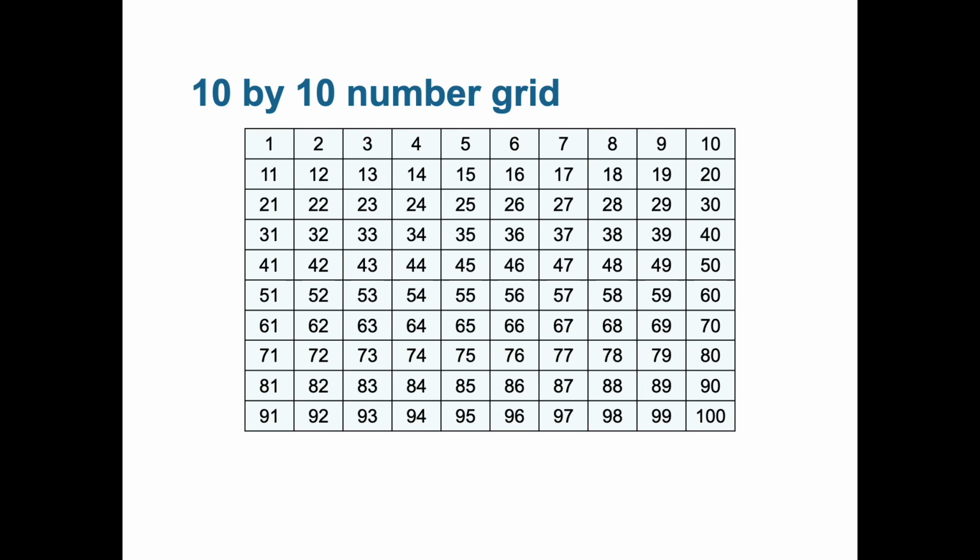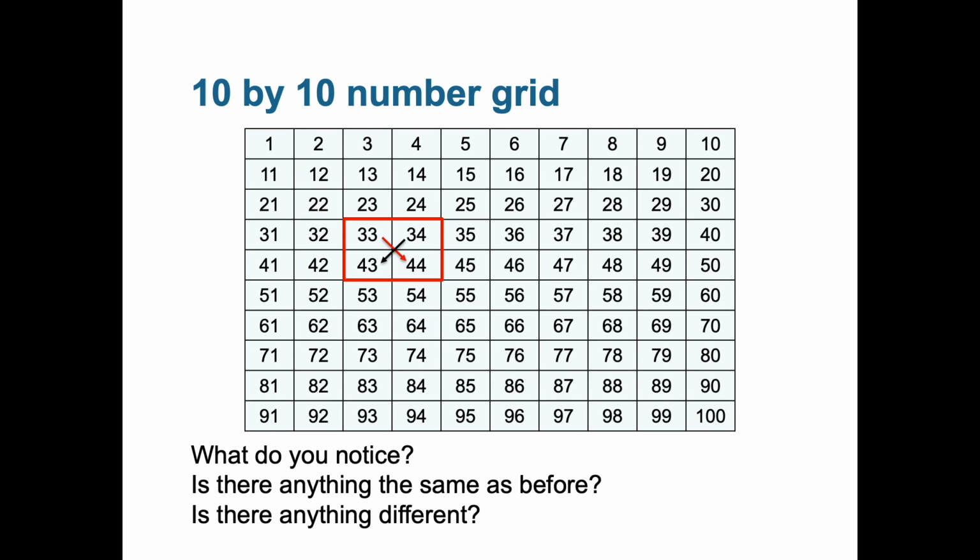Another way to explore this is to actually now change the grid. So here's a 10 by 10 number grid. Again, you could highlight 4 numbers and you'd multiply the top left by the bottom right and the top right by the bottom left and see what that gave you. When you're doing this with your children, what do you notice? Is there anything the same as before that we were doing with the 5 by 10 grid? Is there anything different? And clearly here, there's a lot of scope to try out lots of different places on the grid to explore this.